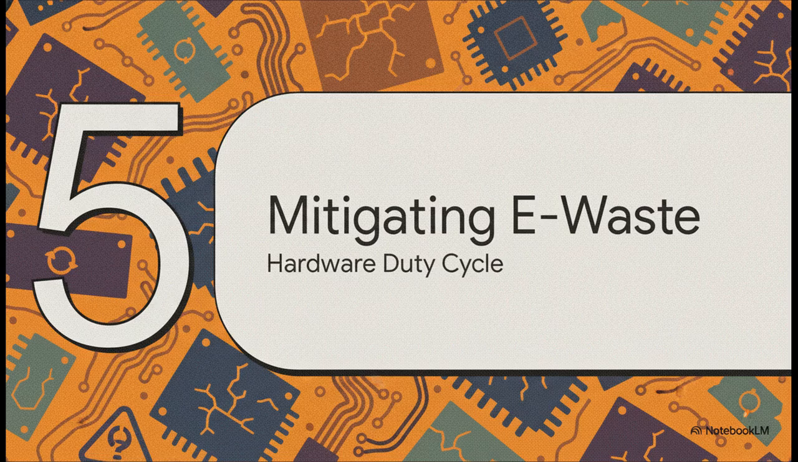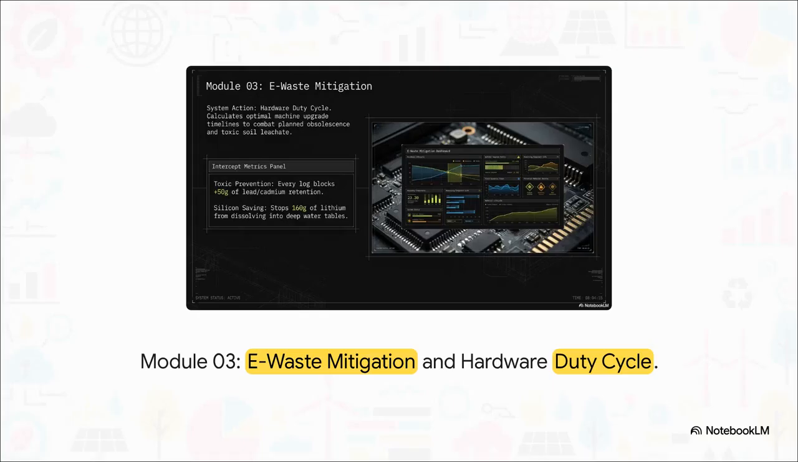Next up, part 5, mitigating toxic e-waste. Module 03 tackles that grim reality of silicon fallout we mentioned earlier. We're talking about crushed glass, releasing lead pools, and synthetic shells that won't biodegrade for centuries. It features a hardware duty cycle calculator. You just input your standard machine upgrading timeline, and the system calculates optimal upgrade paths. It's designed to actively combat planned obsolescence and prevent toxic soil leachate from getting into deep water tables.